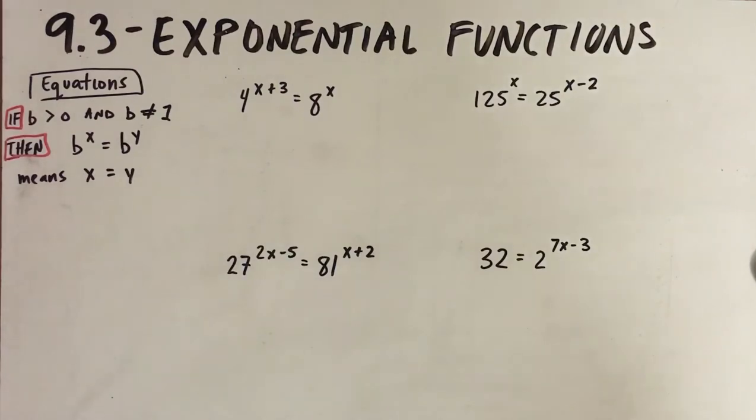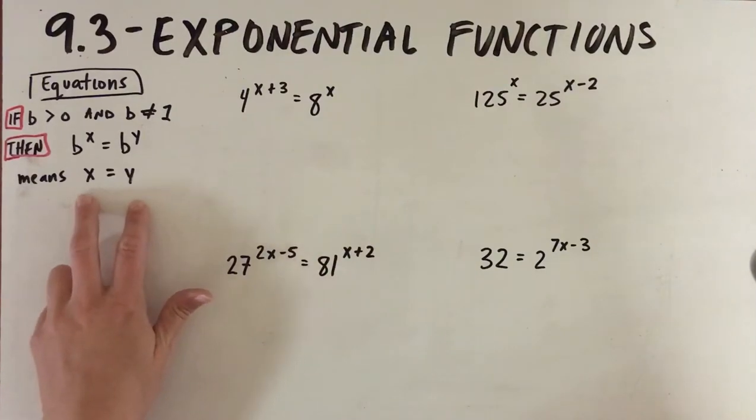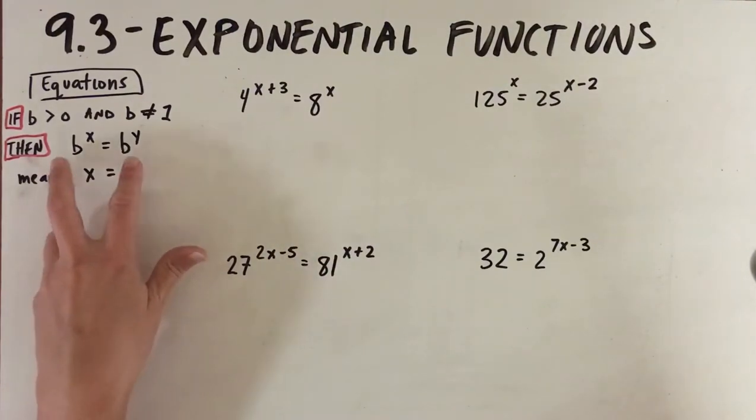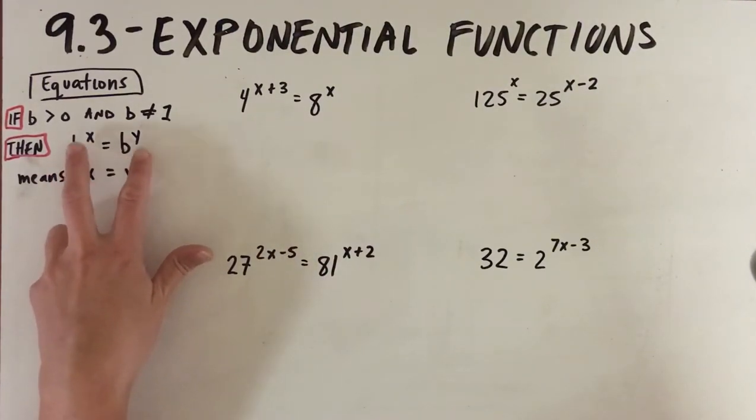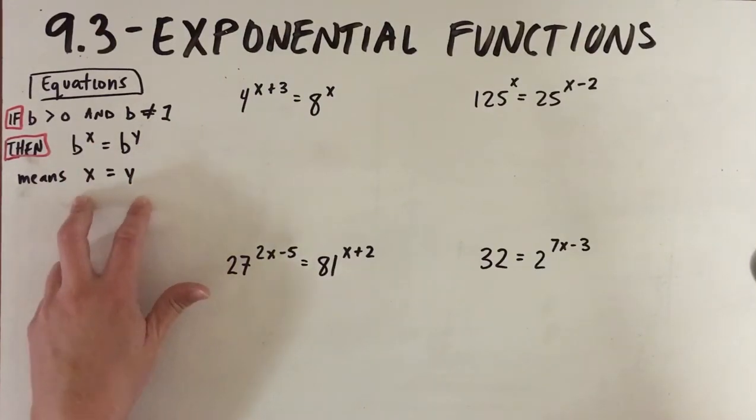We're going to use this rule here that says, remember that the base, whatever our base is, has to be greater than 0, so it has to be positive, and it can't be 1. Otherwise, these rules don't apply. If those rules apply, then if I have the same base, their exponents equal each other. That's what this means. If I can make them have the same base, then I can drop the base and set the exponents equal to each other.